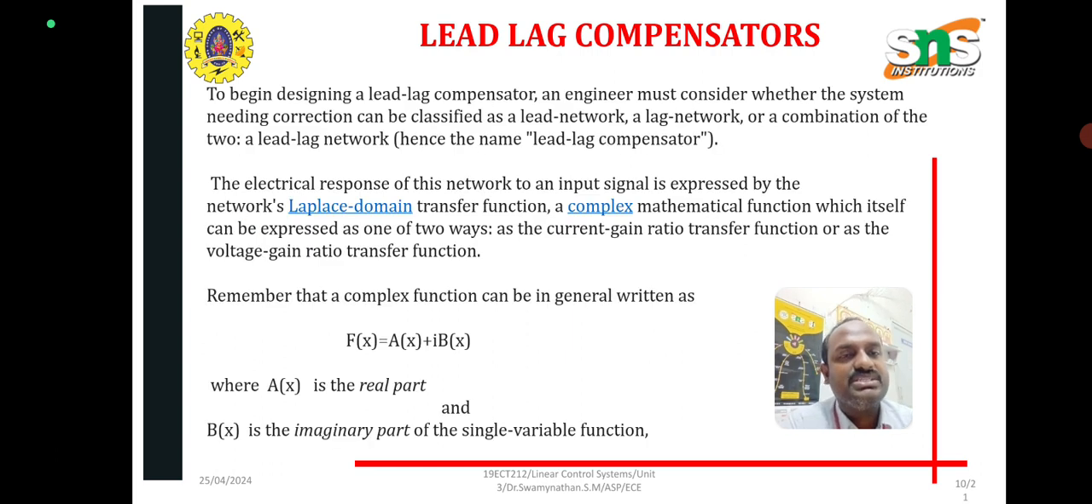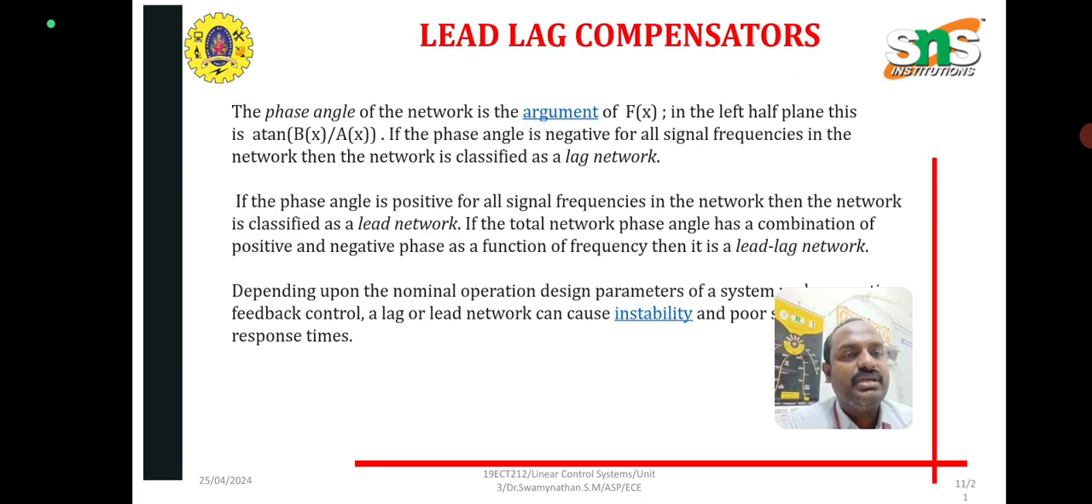And again, f of x is equal to a of x plus i b of x. a of x is the real part and b of x is the imaginary part of the single variable function. The phase angle is the argument of f of x, that is b of x divided by a of x. If the phase angle is negative for all the signal frequencies in the network, then the network is classified as a lag network. And vice versa: if the phase angle is positive for all the signal frequencies in the network, then the network is classified as a lead network.